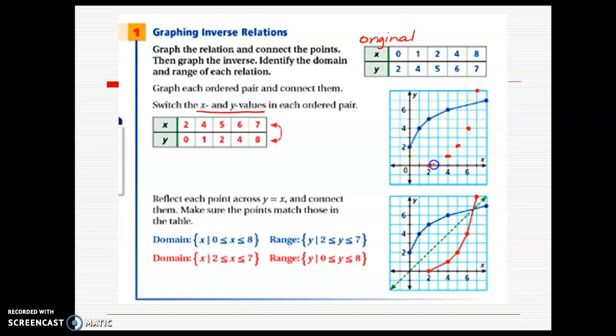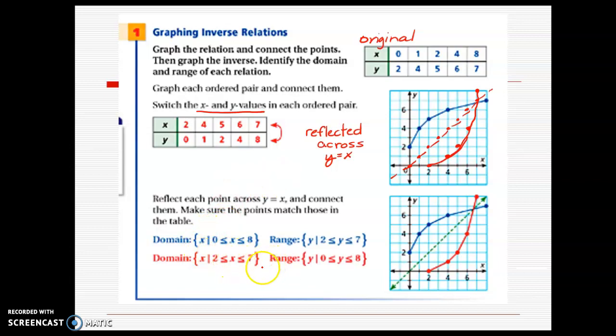So this thing right here is identical to this, except it is reflected. And in fact, it's reflected across y equals x, that identity function you had when we were dealing with parent functions. And that goes (0, 0), (1, 1), (2, 2), (3, 3), (4, 4), (5, 5), (6, 6), (7, 7). That line right there is what goes through the middle of a relation and its reflection, or a function and its reflection.